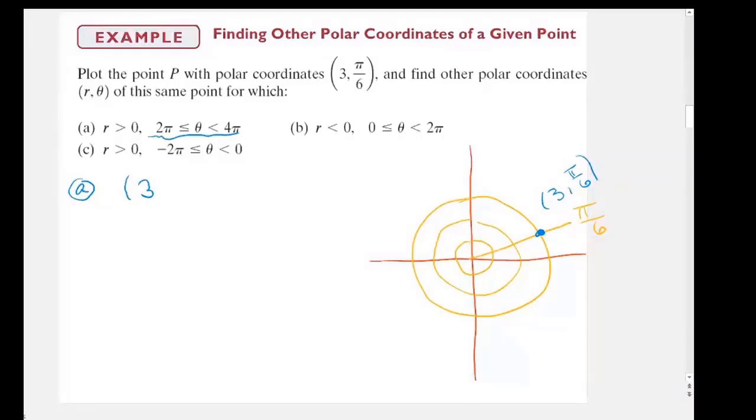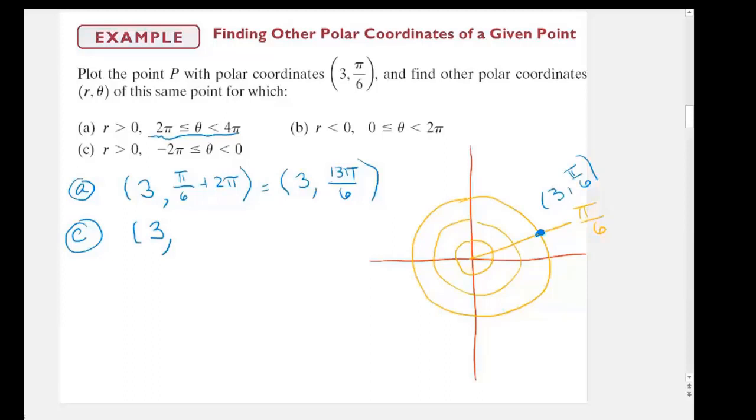If I add 2π to that, I have π/6 plus 2π, which is equal to, with 3 as the radius, 12π/6 added, so 13π/6. That is exactly the same point as I had before, and r is still greater than 0, which it was before. The only thing I did different is I added 2π, so now it's 2π bigger than the π/6.